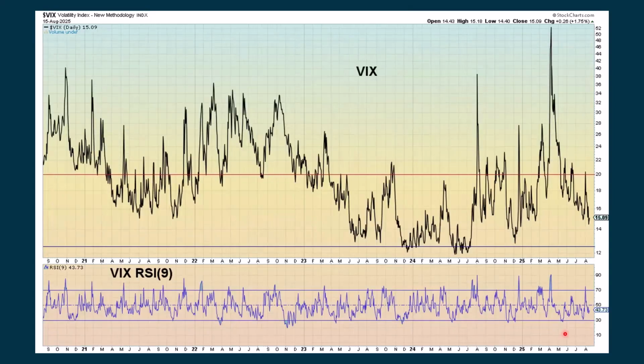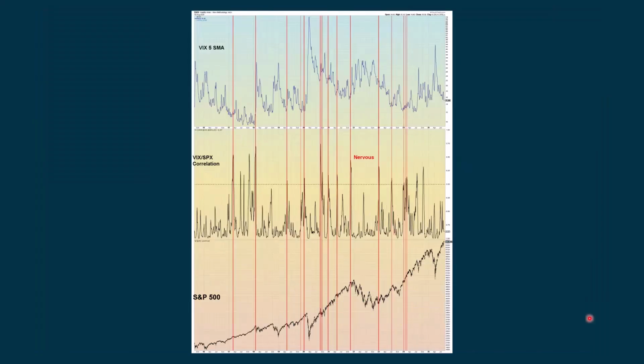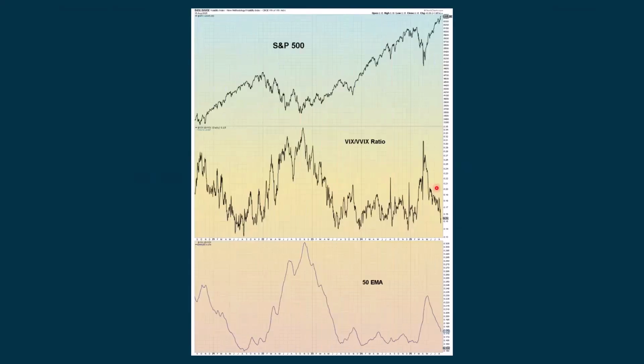Then even shorter term, I use an RSI 9 to see, okay, is the VIX moving too fast on a day in and day out basis? Right now, it's not. I only pay attention to this if we get above the 70 level or below the 30 level. We're just a little bit under the midpoint right now. But I use this chart if we see an extreme reading. Then another study of the VIX is to take the VIX itself and do a correlation with the S&P. Not really getting all that much right now, a very low reading. We pay more attention to this when we go above the dashed line, and we're not there right now.